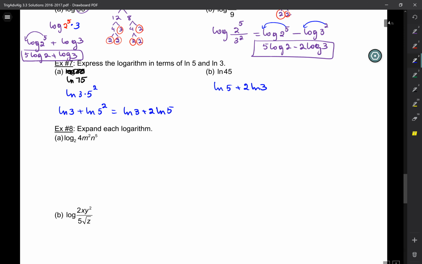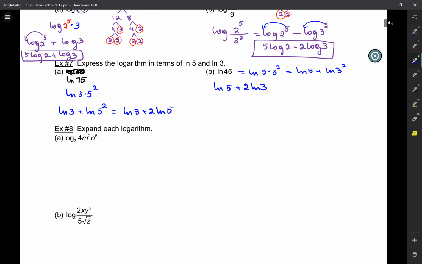So, okay, so how did we break this down? This was ln of 5 times how much? 9, which is 3 squared. So then that will be ln of 5 plus ln of 3 squared. So then that would be ln of 5 plus 2 ln of 3. If you're able to skip some of those steps, totally fine, but show me at least one intermediate step so I know it's your own original work.